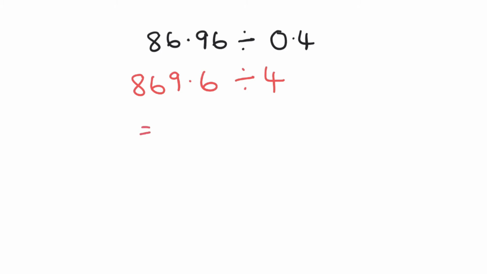We get 217.4. So because we timesed both of our original numbers by 10, we get the same answer as 86.96 divided by 0.4. If we'd timesed just one number by 10, then we would have altered the equation and got a totally different answer. But because we did it to both numbers, it's the same answer as the original question.